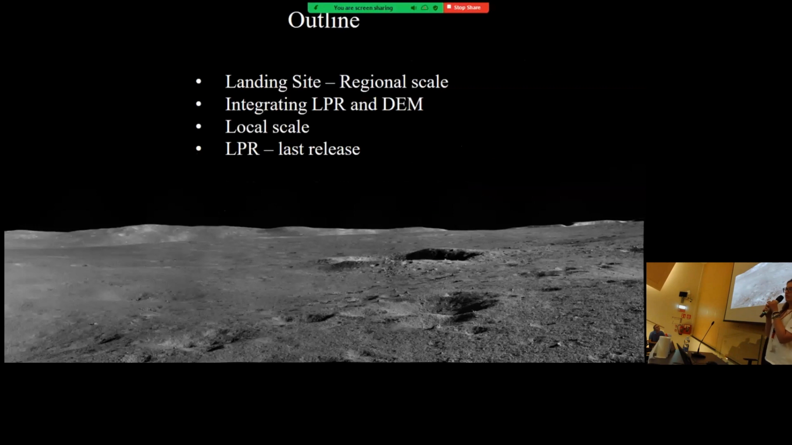Quick overview of what we are going to talk about. First of all, I'm going to give a quick review of the geological setting of the landing site, in order to get the basis for data integration of subsurface data and superficial data, both from a regional point of view and from a local point of view. And we are going to see the correlation between these two kinds of data. At last, we are going to look at the last lunar penetrating radar release, up to last night.